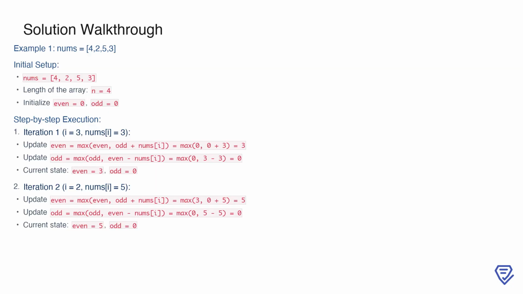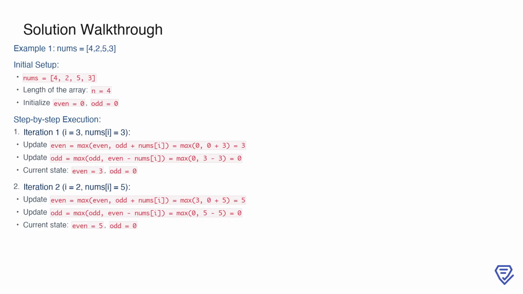To solve the problem, let's look at the first example where nums is 4, 2, 5, 3. The initial setup involves determining the length of the array, which is 4, and initializing two variables, even and odd, both set to 0. These variables will track the maximum alternating subsequence sum where the last included number is at an even index or an odd index, respectively. Starting from the last element of the array, we process each number one by one.